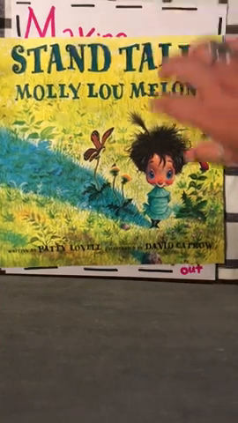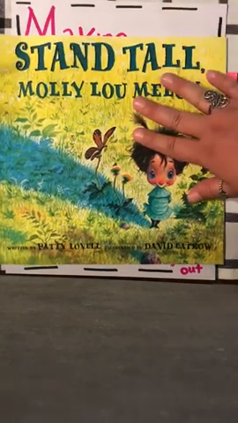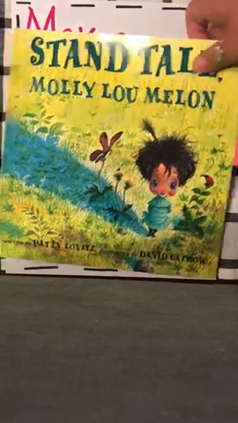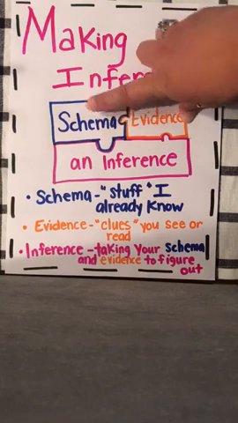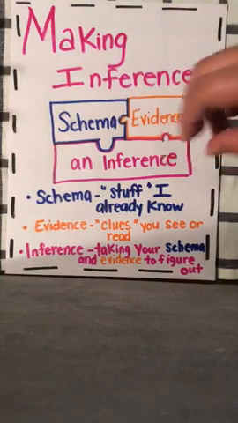So every time we get a book, second grade, you need to try to make an inference. Again, to make an inference, you use your schema, your evidence, and then bam, you have your inference.